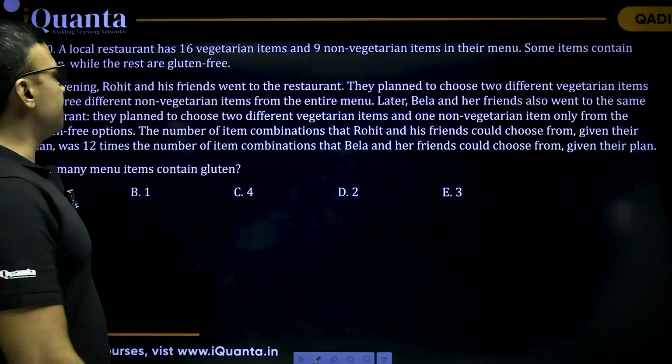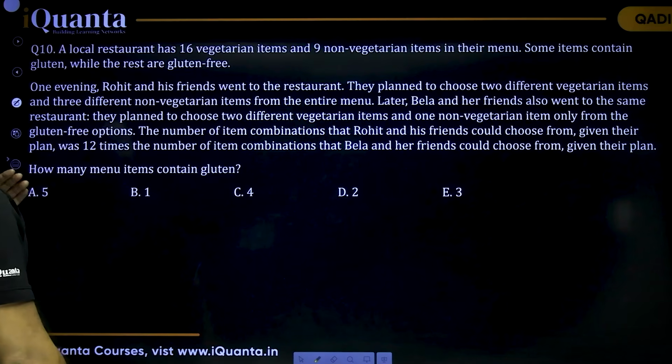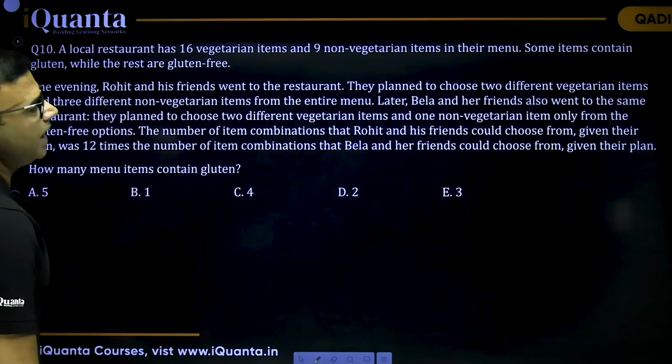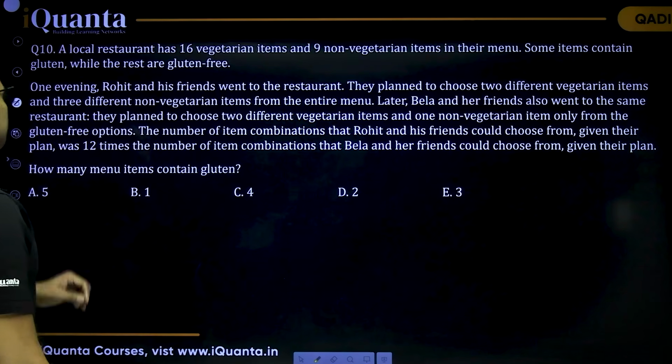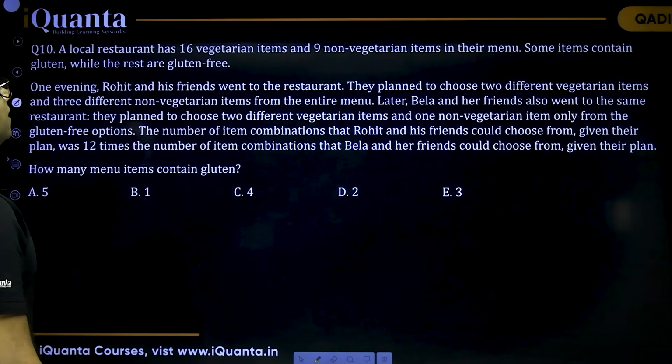Now this is another interesting question. It says a local restaurant has 16 vegetarian items and 9 non-vegetarian items in their menu. Some items contain gluten while the rest are gluten-free. One evening, Rohit and his friends went to the restaurant. They planned to choose 2 different vegetarian items and 3 different non-vegetarian items from the entire menu.